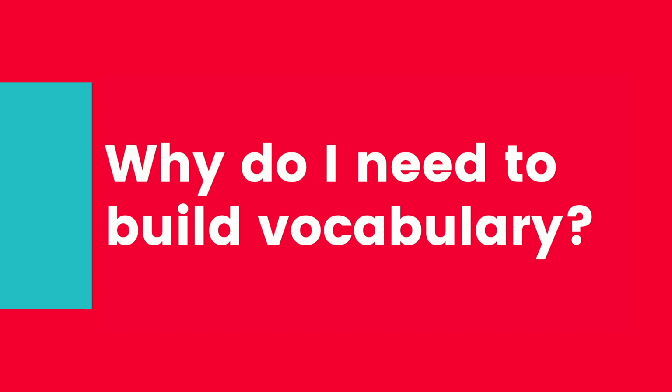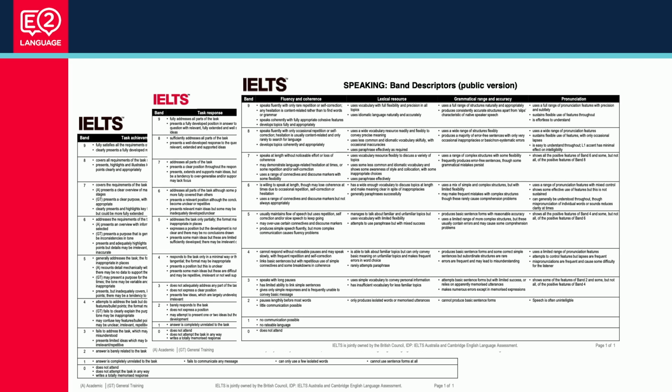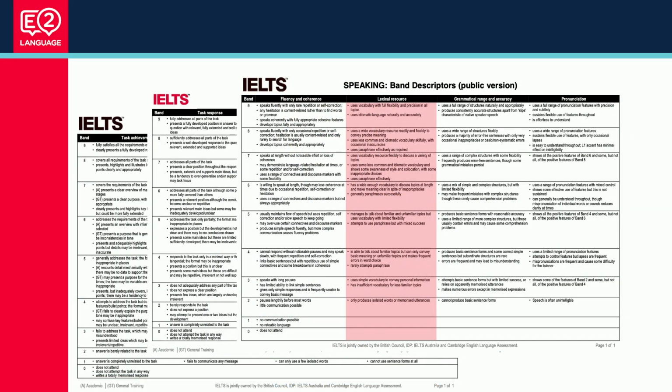Why do I need to build vocabulary? This is a fair question. There are a lot of people out there promising shortcuts and hacks, but can you really get a high IELTS score with a low vocabulary level? Well, in writing task 1, 2, and speaking, your vocabulary makes up 25% of your score. So a quarter of your score goes to vocabulary. And these parts of the IELTS test are marked by human raters. So it's very difficult to trick a human rater into thinking your vocabulary is better than it really is.